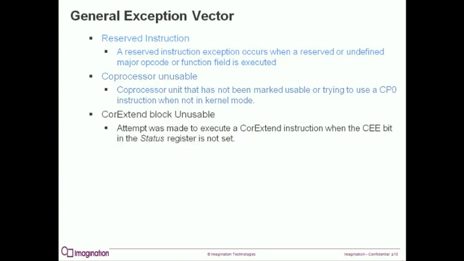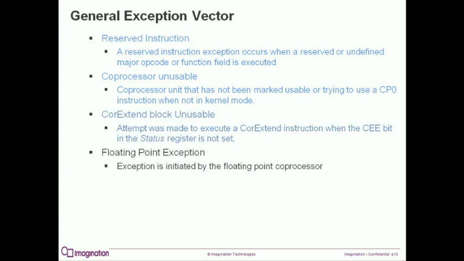Core extend unusable exception happens when the core extend enable bit is not set. Core extend instructions are user-definable instructions that are incorporated into the CPU design. The core extend enable bit offers a programmatic control over the use of these instructions. For example, in a virtual processor core such as a 34K, these instructions can be limited to one of the thread processing units, so the other units would cause an exception if it tried to execute a core extend instruction.